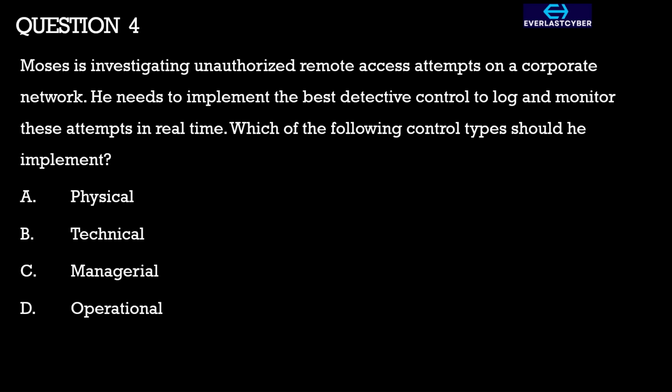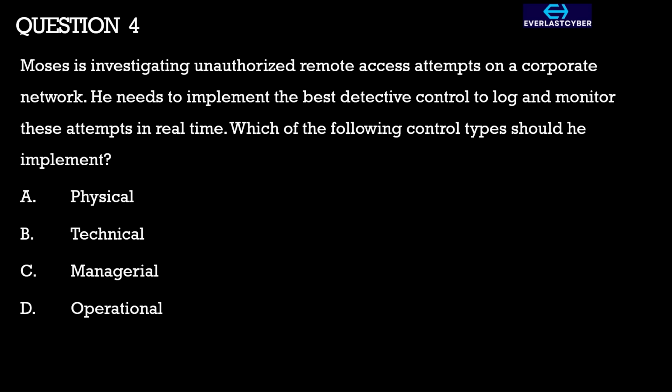Question 4. Moses is investigating unauthorized remote access attempts on a corporate network. He needs to implement the best detective control to log and monitor these attempts in real time. Which of the following control types should he implement? A. Physical. B. Technical. C. Managerial. D. Operational.